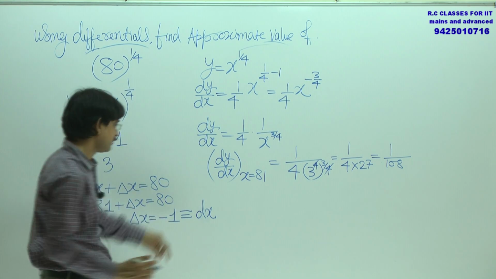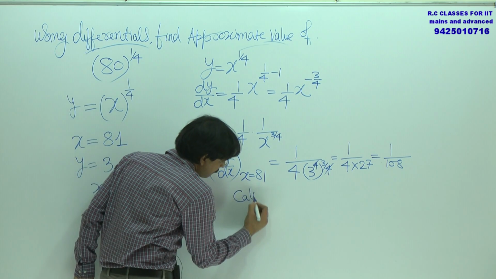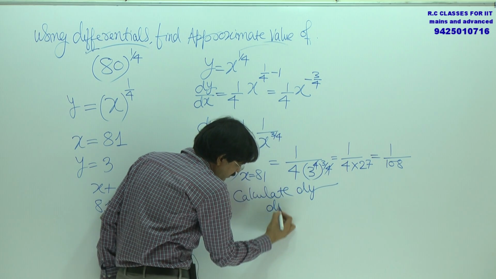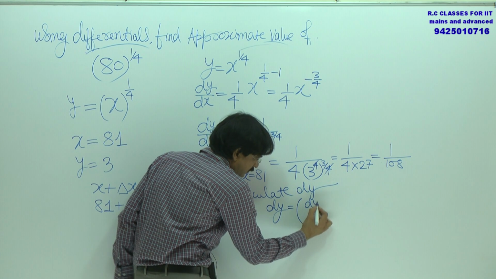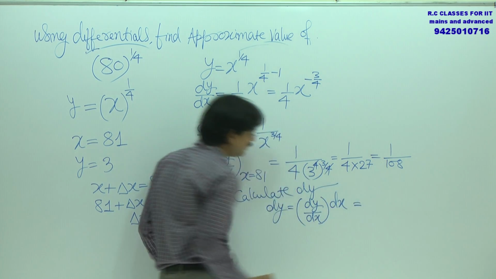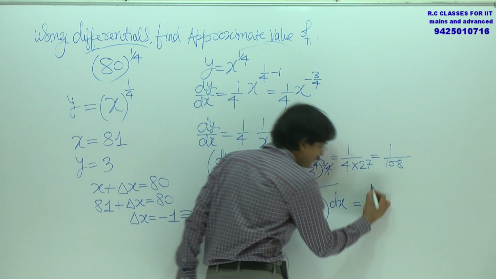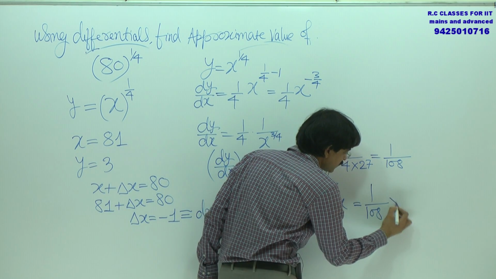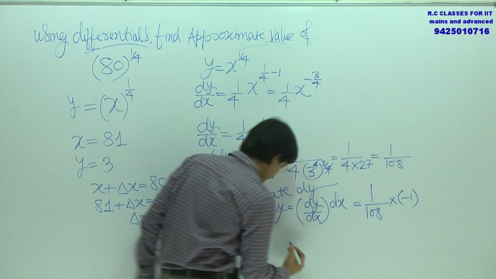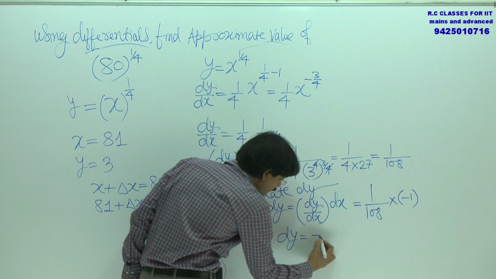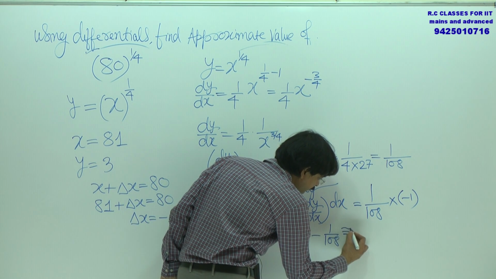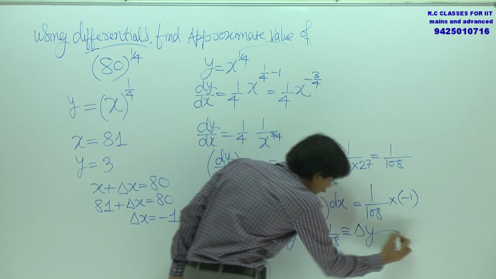Now it's okay, delta x. To calculate dy, we will be using the relation dy is equals to dy by dx into dx. So dy by dx at x equals to 81 is 1 by 108 into dx, that dx is minus 1 there. So that dy is equals to minus of 1 upon 108, which is equivalent to delta y.